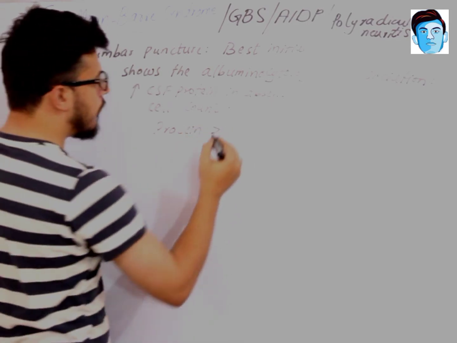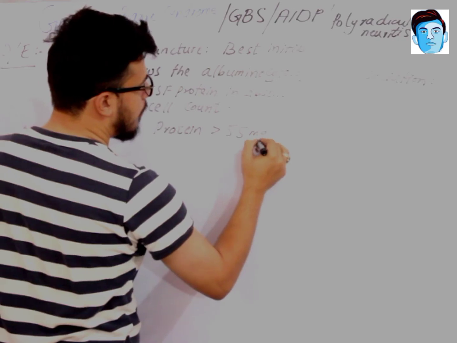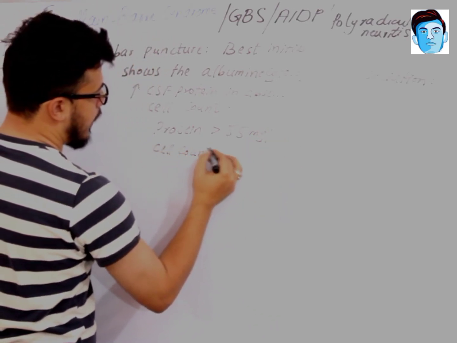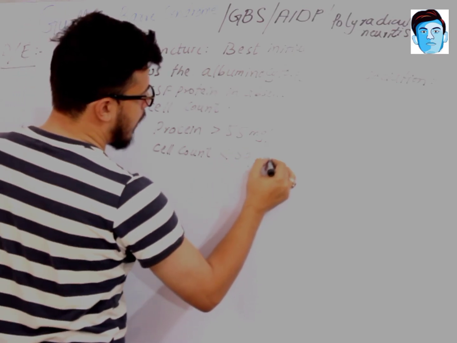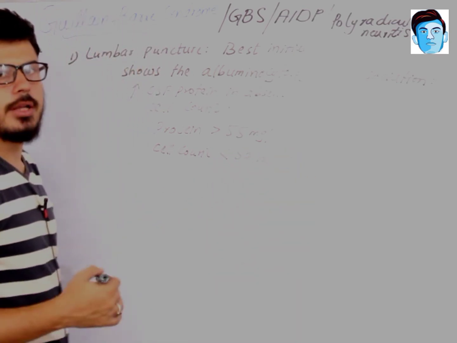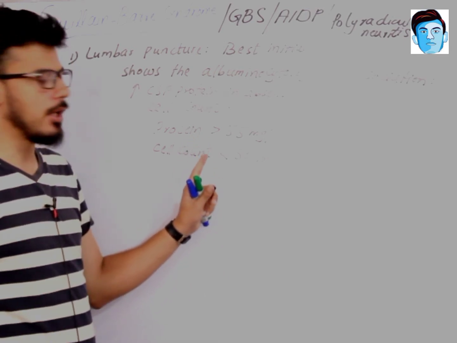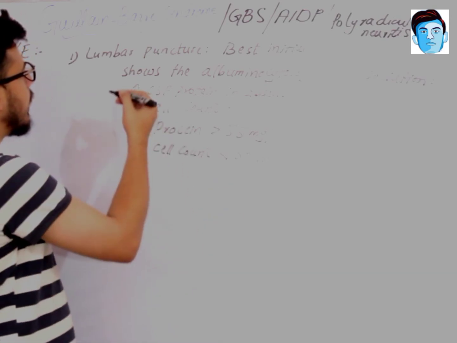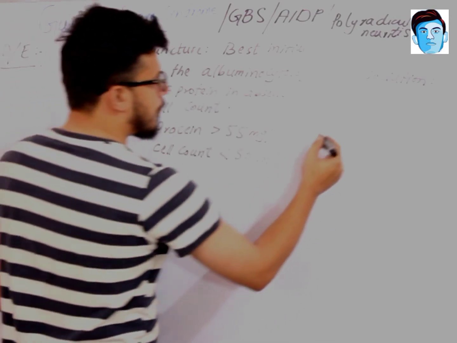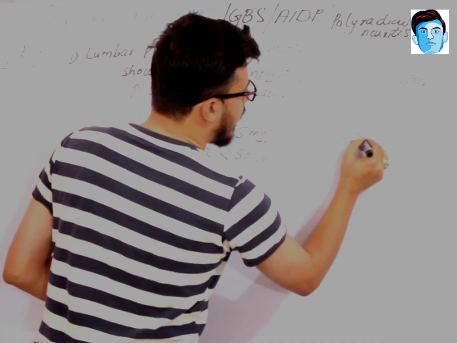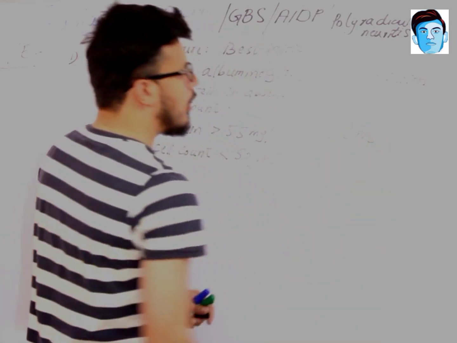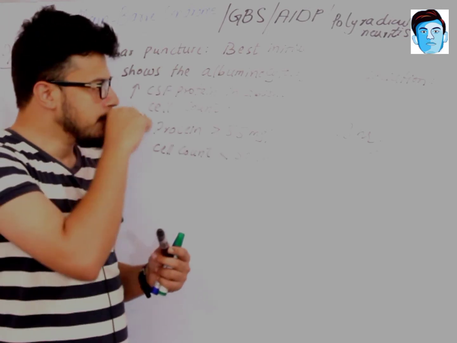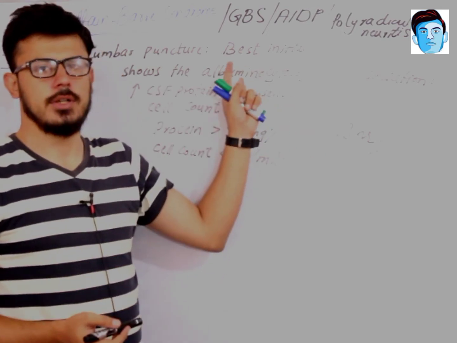Protein is more than 55 mg%, while the cell count is less than 50 per ml. And usually the LP is done after 48 hours, and that is the main limitation of this test.